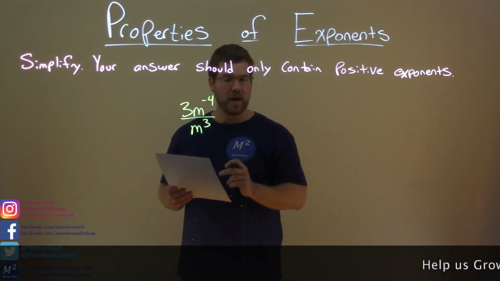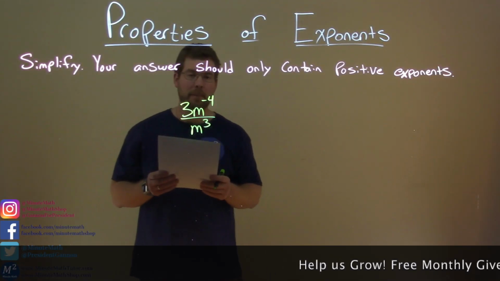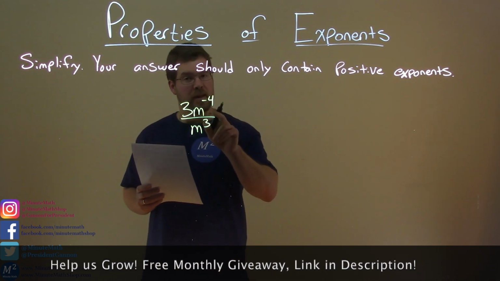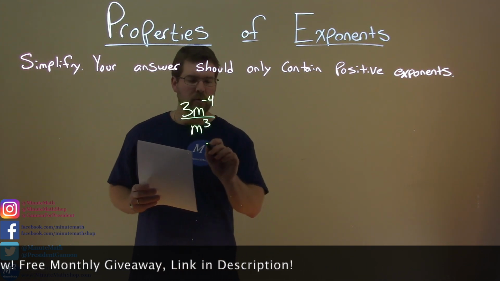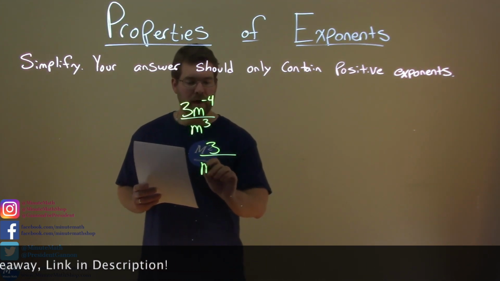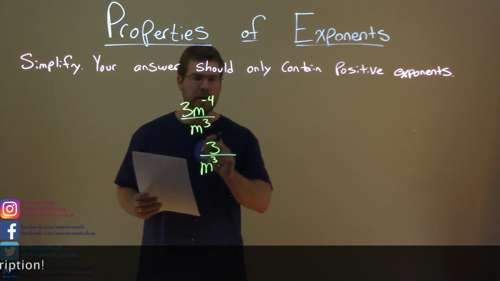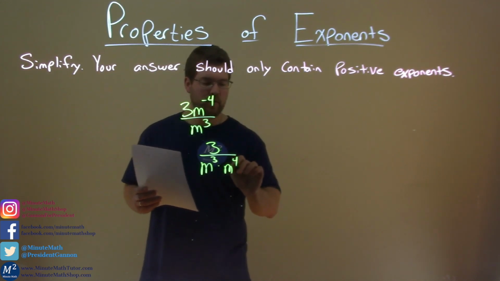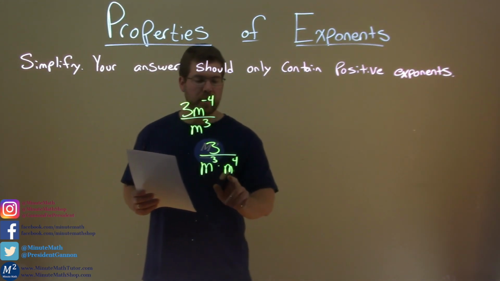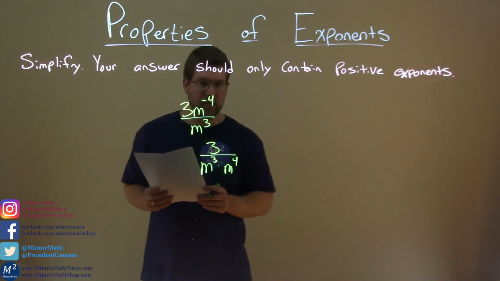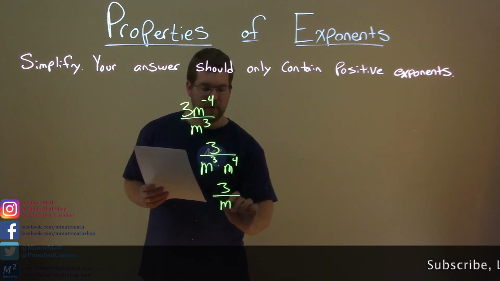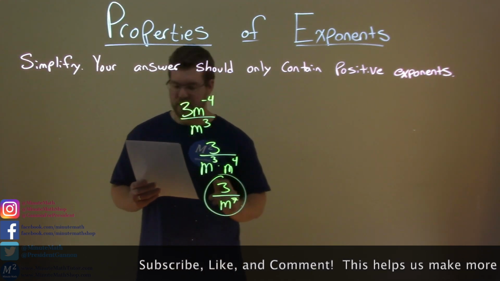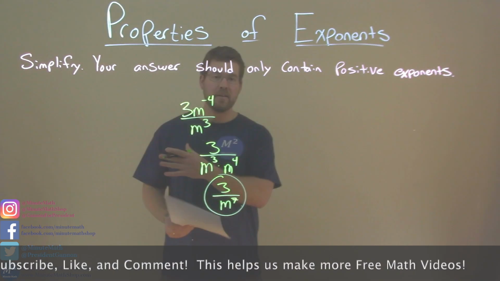3m to the negative fourth power over m to the third power. This one's tricky. First thing I like to do, let's bring that m to the negative fourth to the denominator. So in doing so, 3 is left in the numerator. We have m to the third power already in the denominator, but m to the negative fourth power is the same thing as m to the positive fourth power in the denominator. Same base, that means we add the exponents here, and so we have 3 over m to the 3 plus 4, which is 7. So we have 3 over m to the seventh power as our final answer.